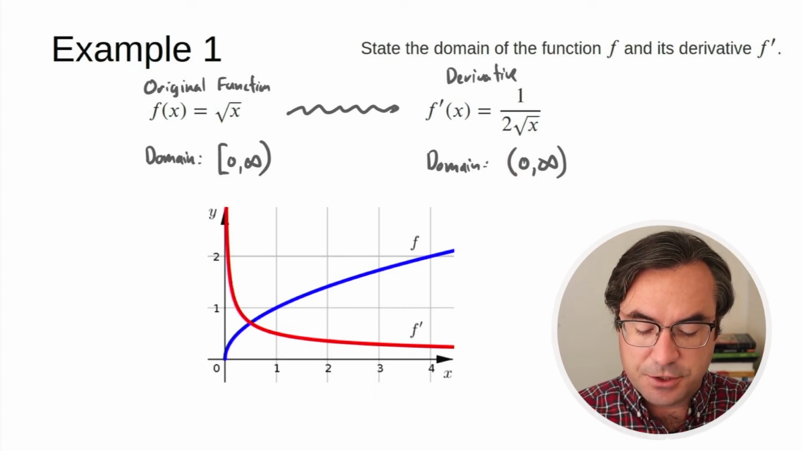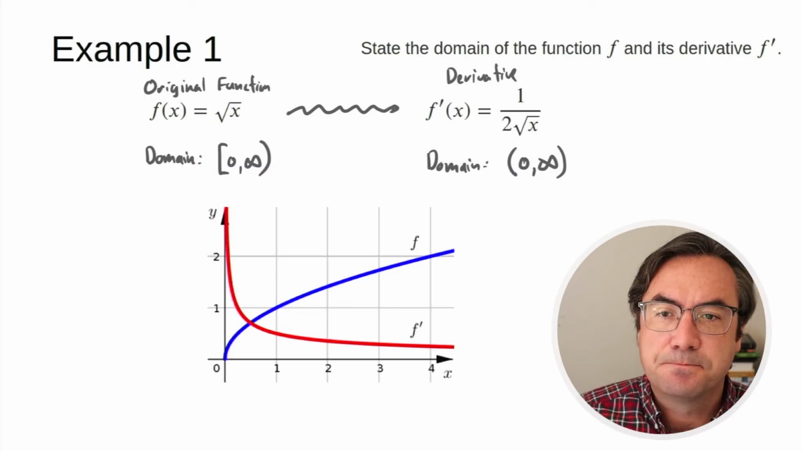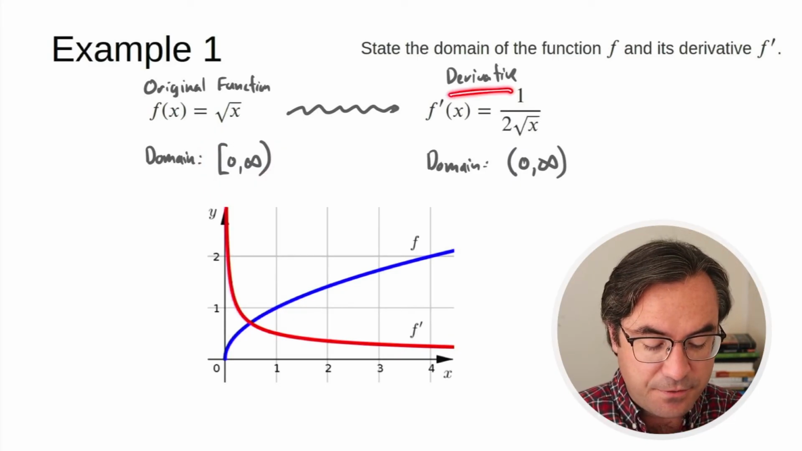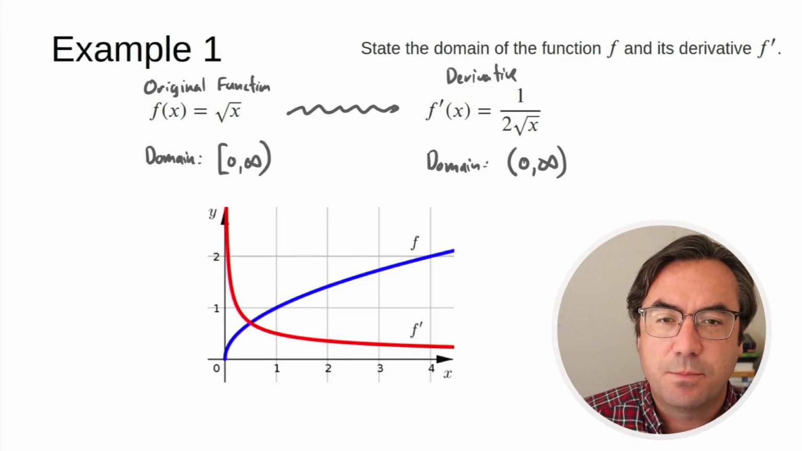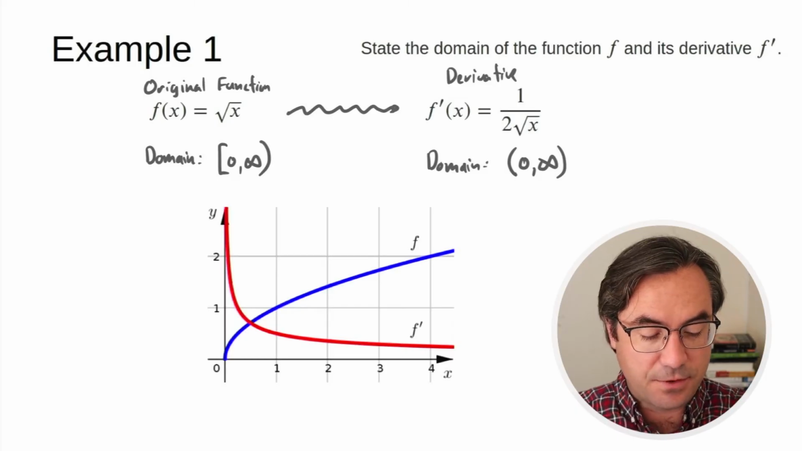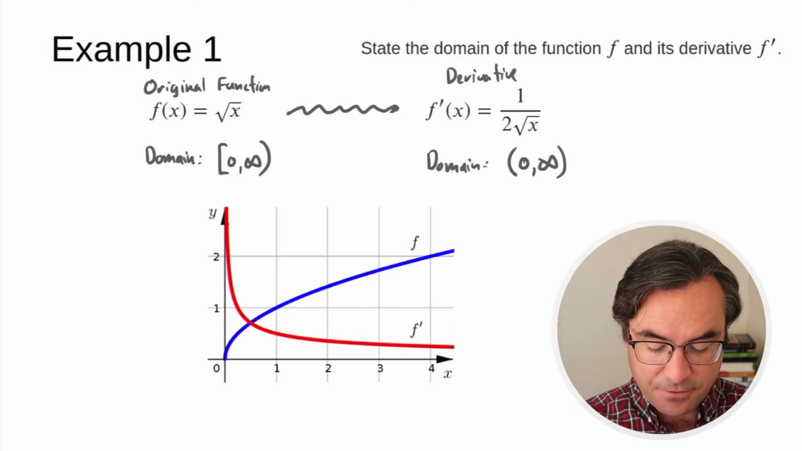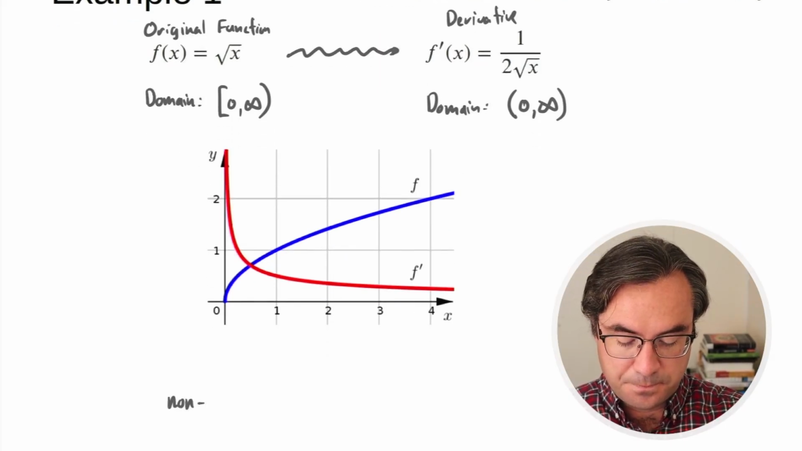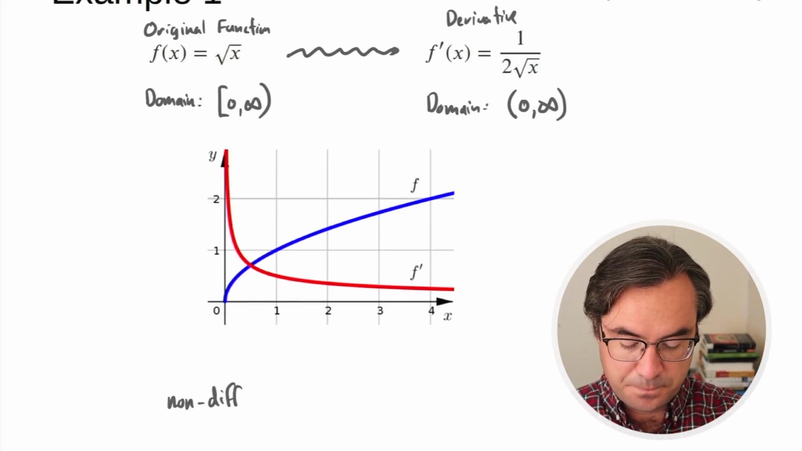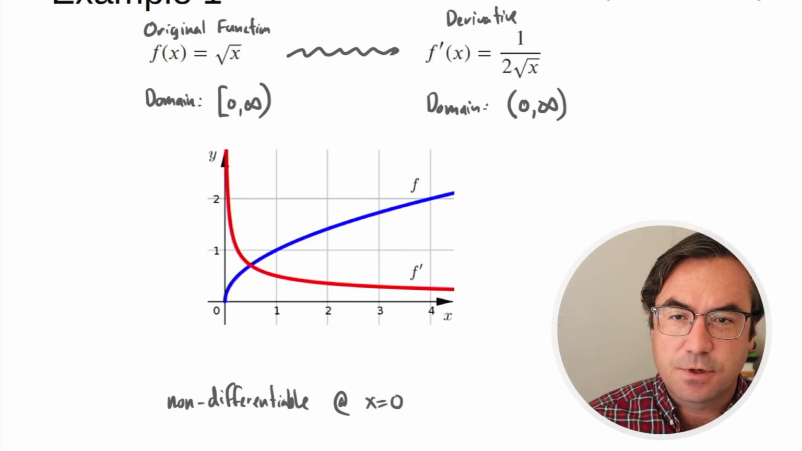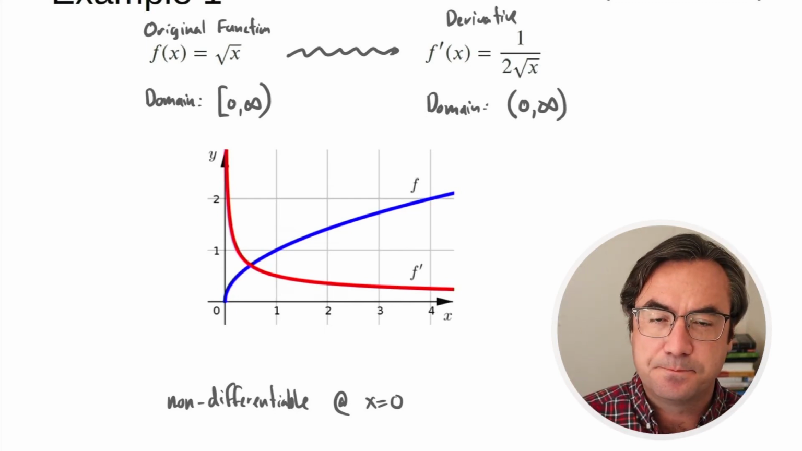So our original function had this closed interval 0 to infinity, and now its derivative kind of lost a little bit. So there's one point, this x equals 0, where it wasn't differentiable. So it's non-differentiable at x equals 0.